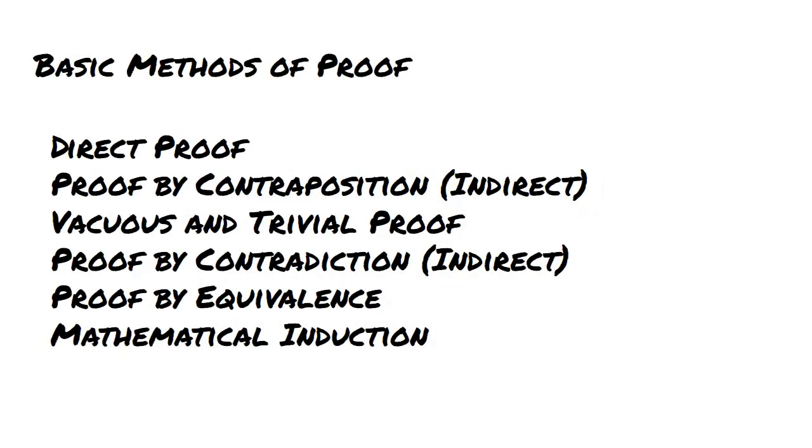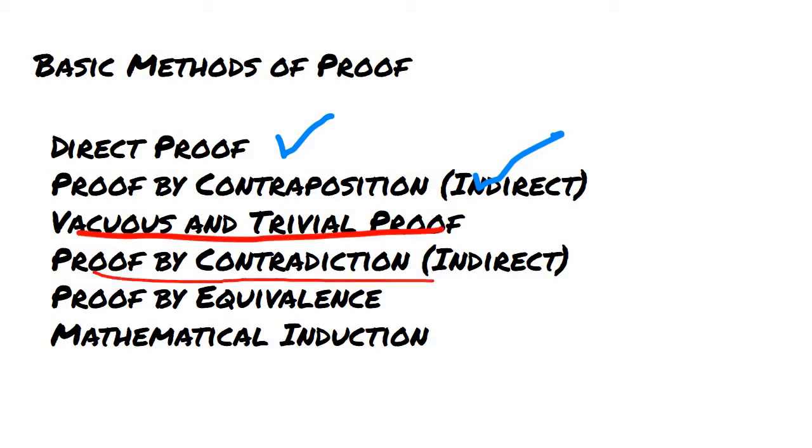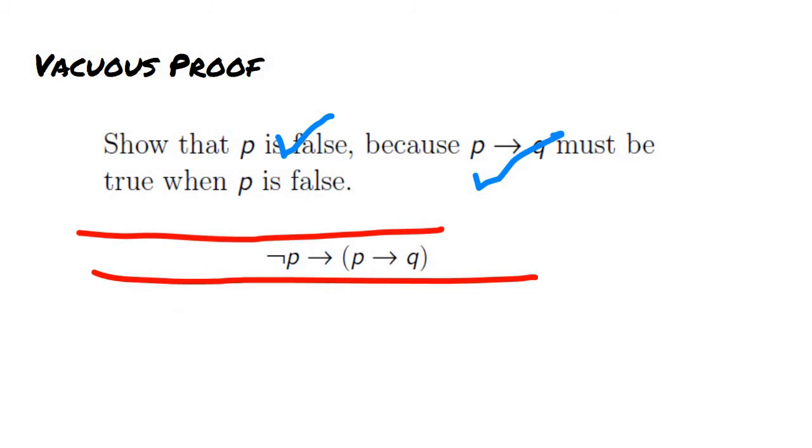In the previous video we discussed direct proof and proof by contraposition. So we're going to continue today with vacuous proof and trivial proof by contradiction, and perhaps just those two methods. So let's start off with a vacuous proof.